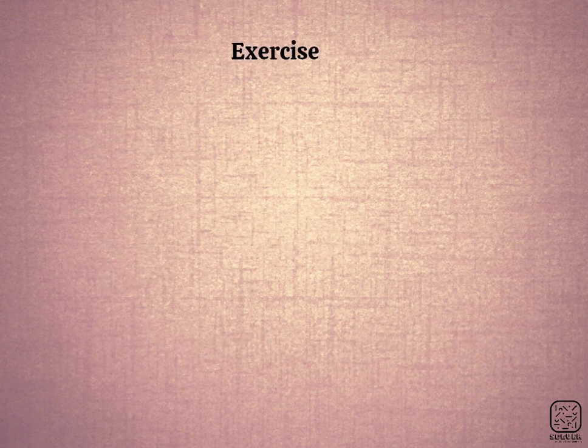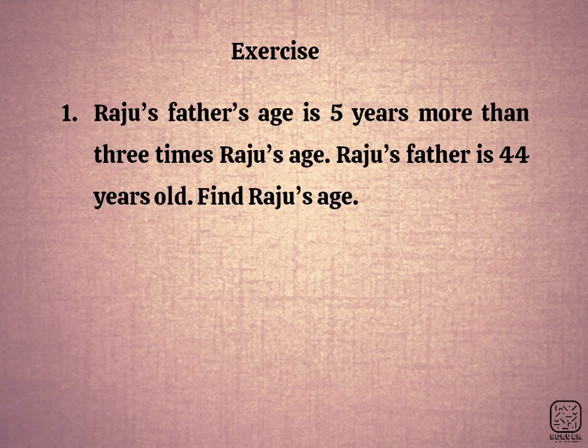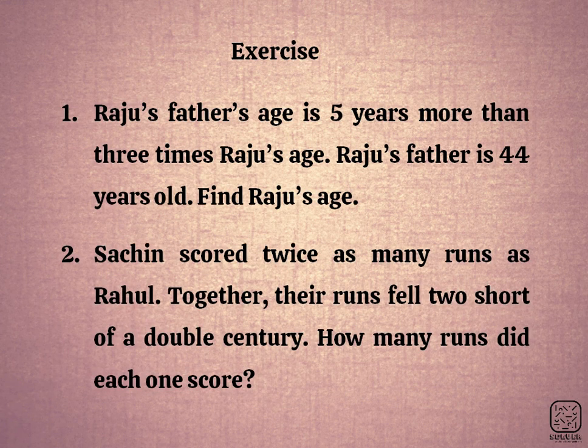I am giving you a couple of questions for practice. Raju's father's age is 5 years more than 3 times Raju's age. Raju's father is 44 years old. Find Raju's age. Second question. Sachin scored twice as many runs as Rahul. Together, their runs fell 2 short of a double century. How many runs did each one score?